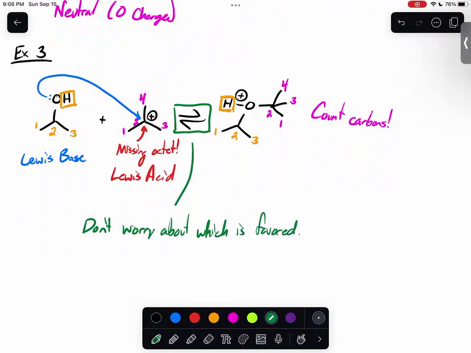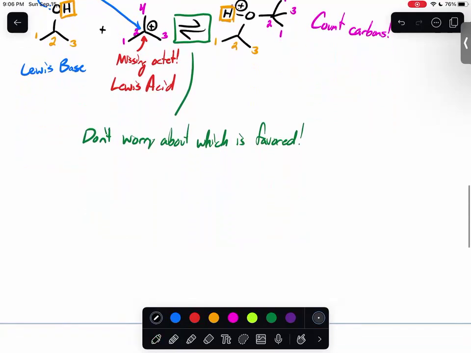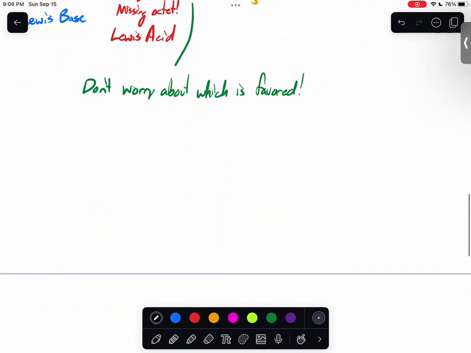Right? We're going to get to the point where we can talk about which side is favored later in the course, but for right now, understanding just the basics of this reaction is going to be good enough. All right. So for Lewis acid-base chemistry, at the moment, do not worry about the equilibrium. Okay. So if we have Lewis acid-base associations, that must mean that we also have some Lewis acid-base dissociations.